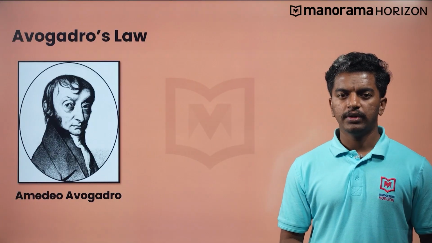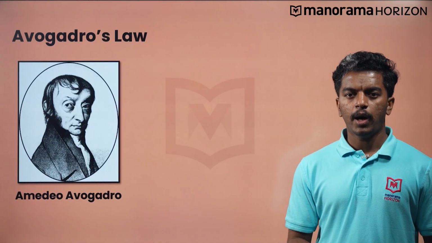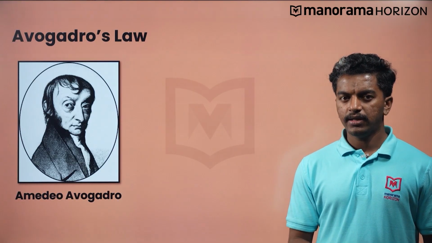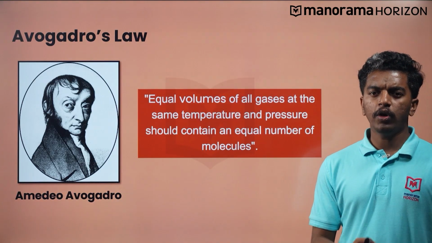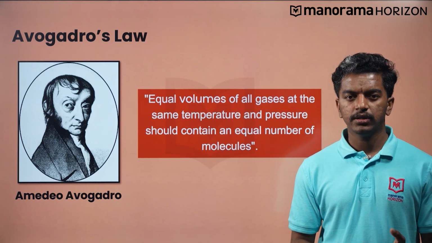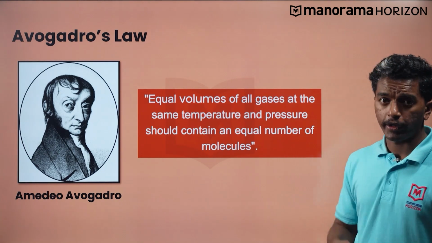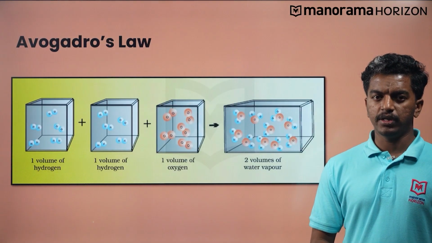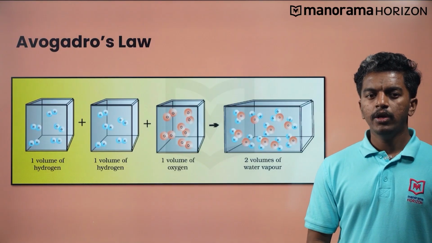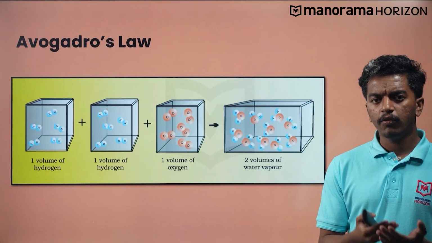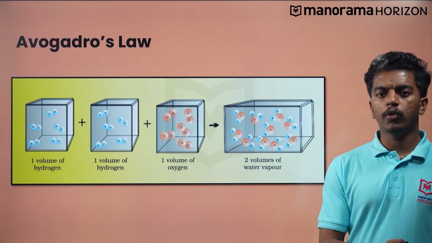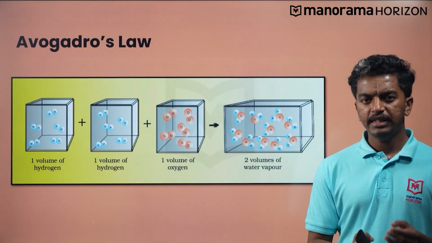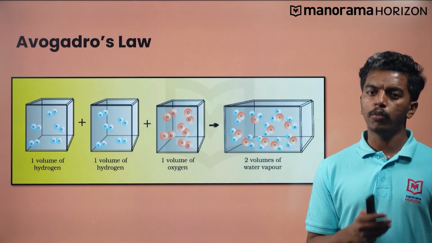Next is the fifth law, that is Avogadro's law. Amedeo Avogadro gave this in 1811. This states that equal volumes of all gases at the same temperature and pressure should contain equal number of molecules. If we consider again the reaction of hydrogen and oxygen to produce water, we see that 2 volumes of hydrogen combine with 1 volume of oxygen to give 2 volumes of water without leaving any unreacted oxygen. Here, each box contains equal number of molecules.